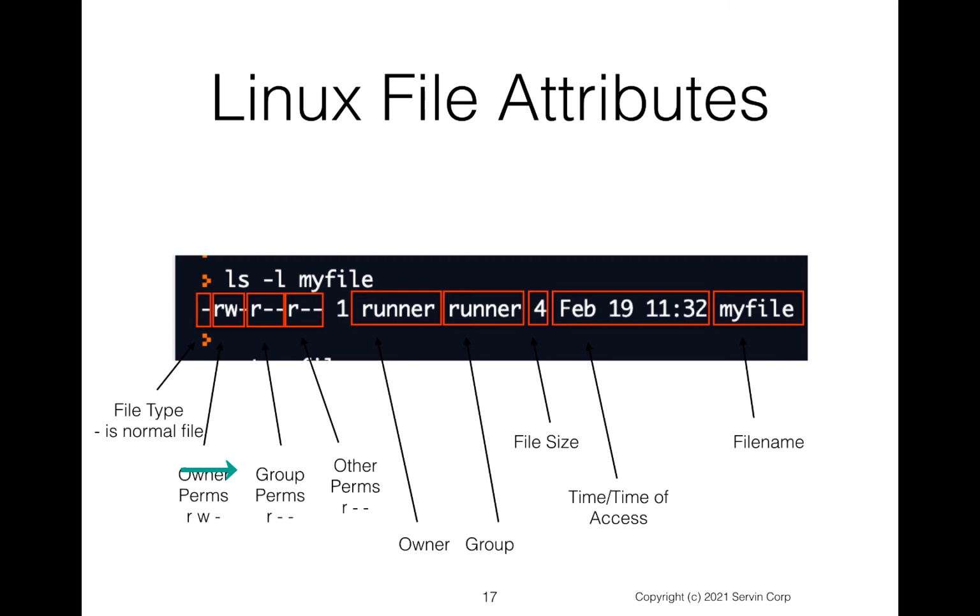And the other, which is everyone else, notice they can read it, but not write it. Now also notice we have an owner as a name, so we're called runner, and we're in a group called runner. So a file has attached to it both an owner and a group. Often those will be the same name because the owner will have a group, and in this case the same name as the owner. Of course, we see the file size again, the 4, and we see the time of access, in this case February 19 at 11:23. And finally you see the file name.